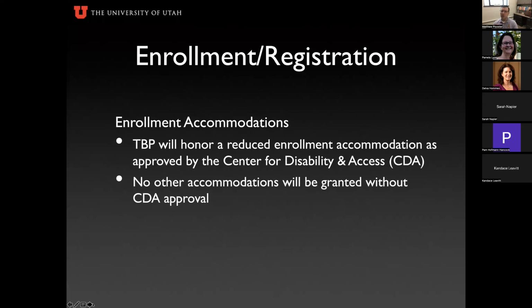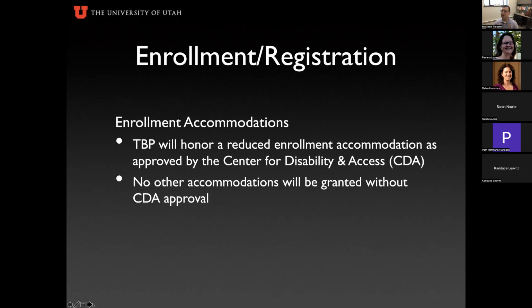So this is a good time to have those conversations internally about planning ahead. Tuition benefit will honor reduced enrollment accommodations only when they are approved by the Center for Disability and Access. No other accommodations will be granted. So this is a growing or a continual issue that we're dealing with on campus.